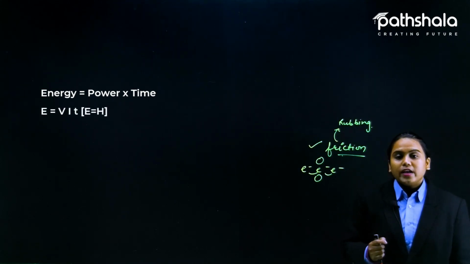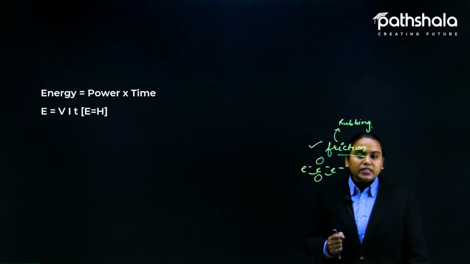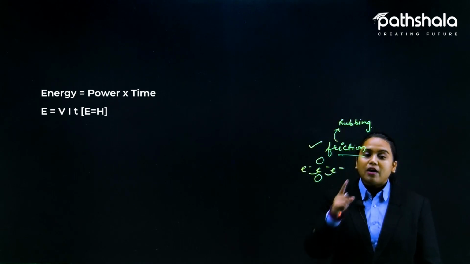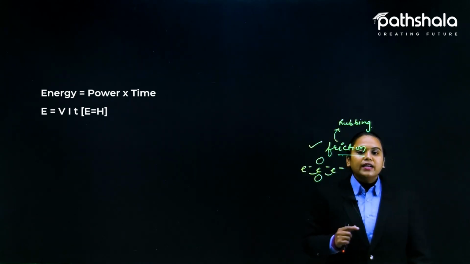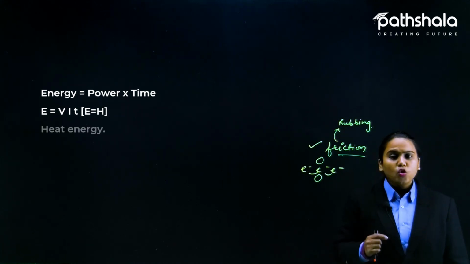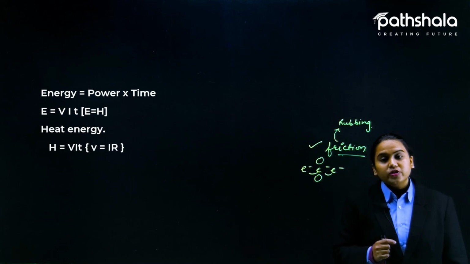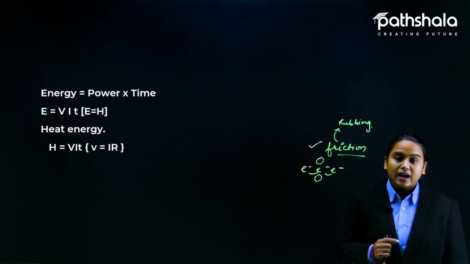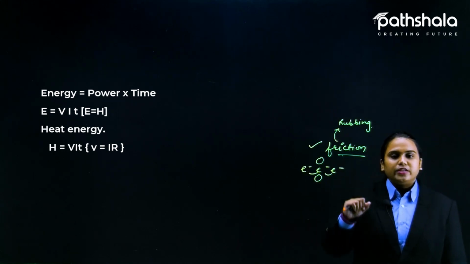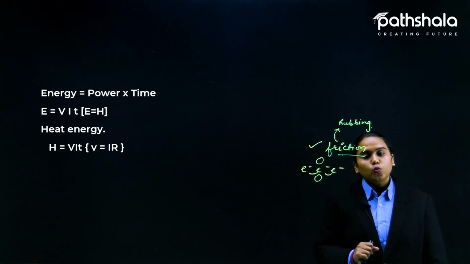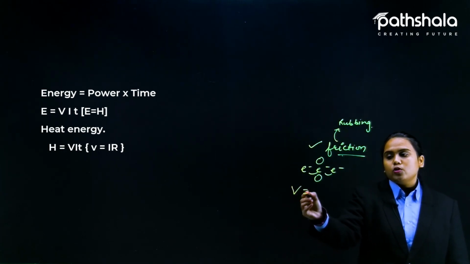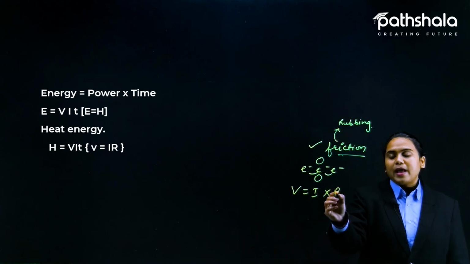Here you know that energy is equal to VIT. We have calculated it in power terms. Remember that E, that is work done, is equal to VIT. Now the heat energy in this case we can write as H equals V multiplied by I multiplied by T, because the energy is actually heat energy here. And you know that according to Ohm's law, V is equal to I multiplied by R.